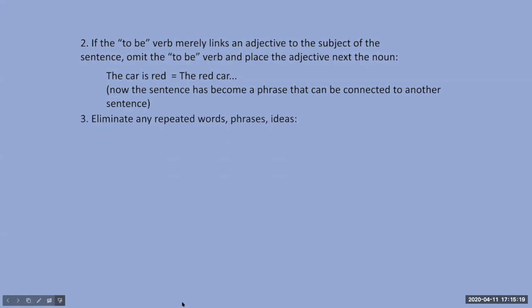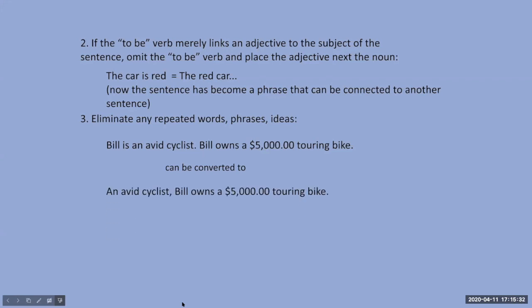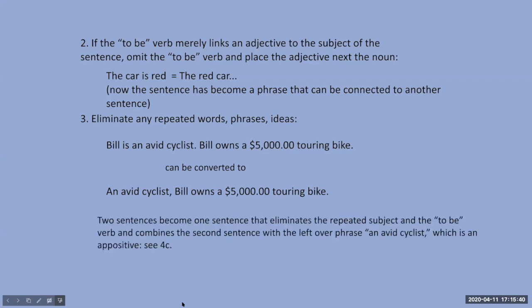3. Eliminate any repeated words, phrases, ideas. Bill is an avid cyclist. Bill owns a $5,000 touring bike. Can be converted to: An avid cyclist, Bill owns a $5,000 touring bike. Two sentences become one sentence that eliminates the repeated subject and the to be verb and combines the second sentence with the leftover phrase, an avid cyclist, which is an appositive. See 4C for an explanation on that.